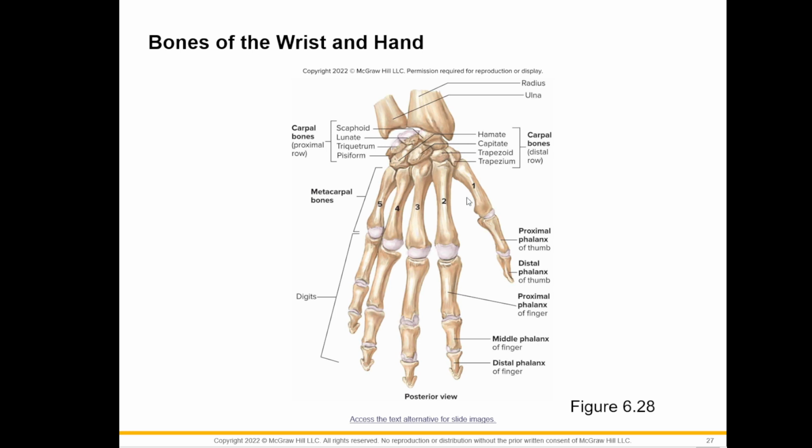We have 5 metacarpal bones. 1 will start on the thumb. 1, 2, 3, 4, 5. And then the phalanges. Okay? So, may proximal phalanx. 1, 2, 3, 4, 5. We also have distal phalanx. Sa thumb, distal na agad. But in the other fingers, you also have the middle phalanx.